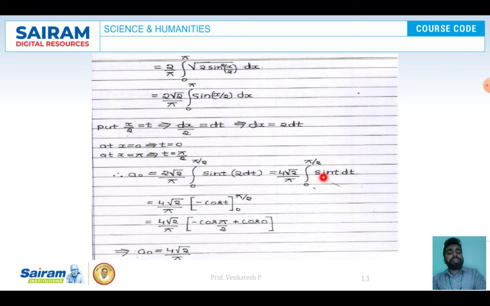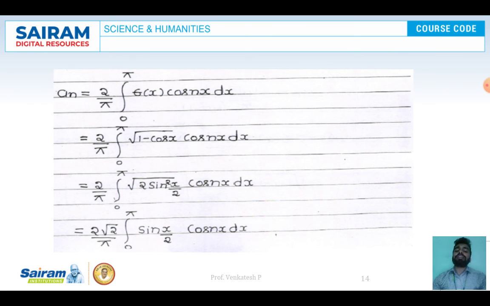Now after integration, the constant 4 root 2 by pi I'll keep as it is. Sin t will become minus cos t, with the limit 0 to pi by 2. Applying the limit, we got 4 root 2 by pi into minus cos pi by 2 plus cos 0. Cos 0 is 1, cos pi by 2 is 0. So a naught is equal to 4 root 2 by pi, which is the required solution for a naught. Now in the same way we'll find a n.